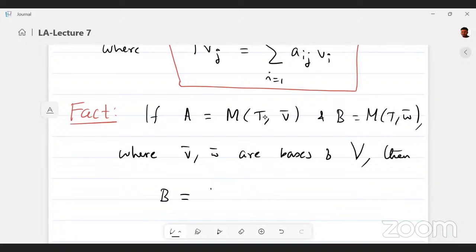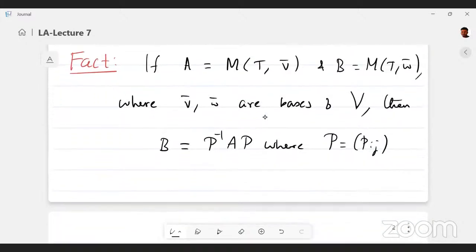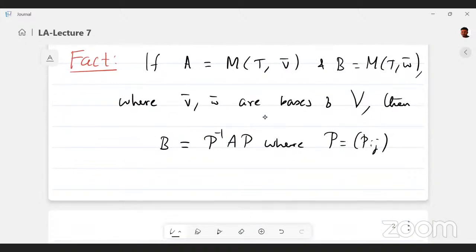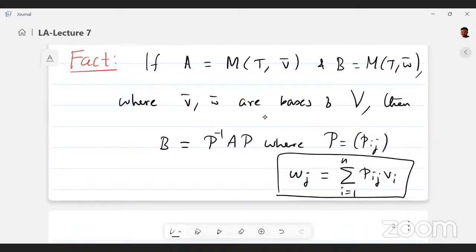So B is equal to P inverse AP, where this matrix P, given by P_ij, is defined using this equation: W_j is equal to the summation of P_ij V_i, i ranging from 1 to 2. This is the equation that actually defines this matrix P, which is called a transition matrix. And using the transition matrix, we will be able to write this B in terms of A.